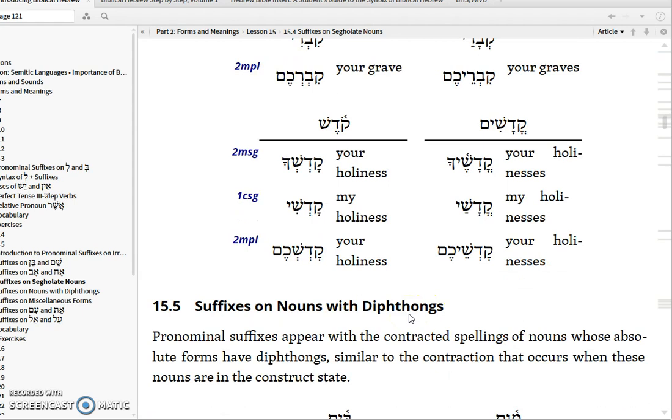And then the O-class segolates will keep that O vowel through, so it goes from a holem to a qamets hatuf, an O vowel qamets. So your holiness is qodshekha. So it shows the original O vowel in the qamets O vowel that shows up in those forms. And in this case, when the qof reduces to shewa, it shows up as a hataf qamets, an O vowel qamets, where it has a shewa.